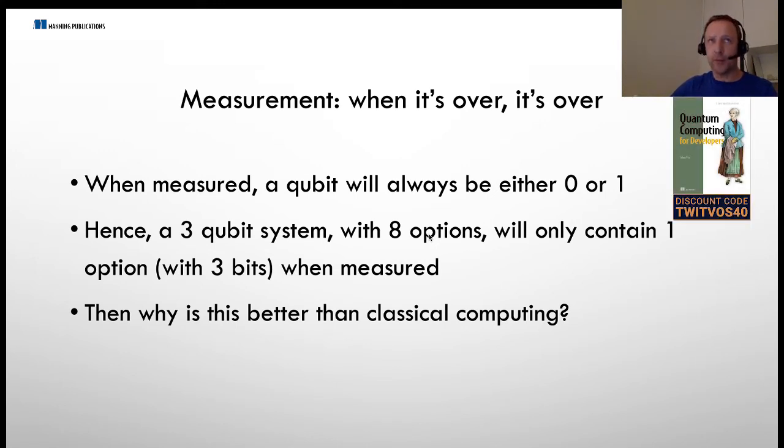But the question that I often get is, why is this then useful if we have, for example, a 3-qubit system with 8 options? In the end, there will be only one measurement that I can do. So why is this better than classical computing? Because with classical computing, I can do one measurement as well.